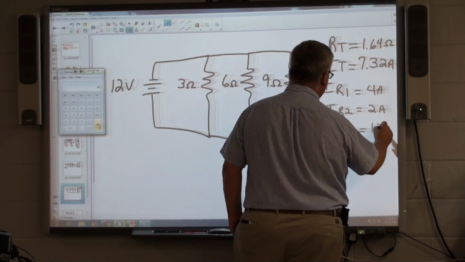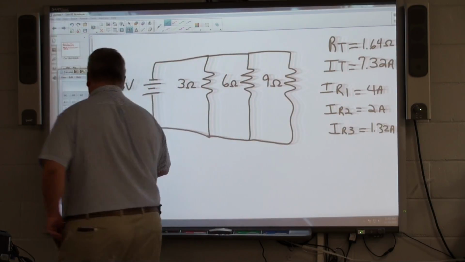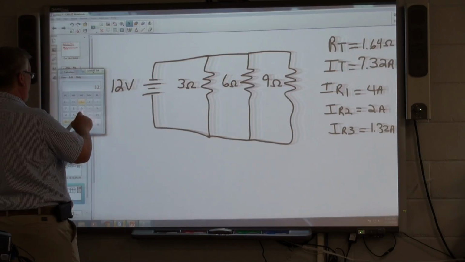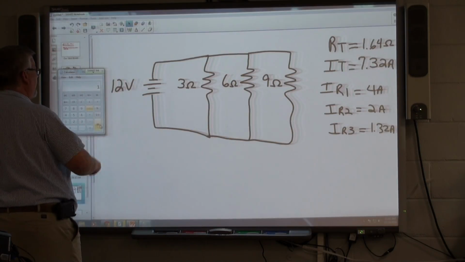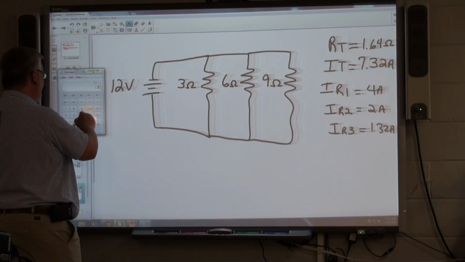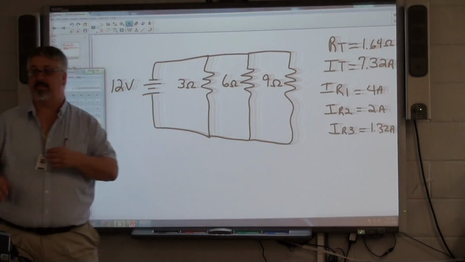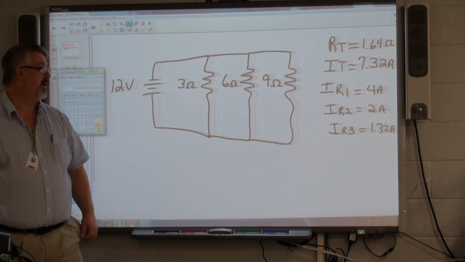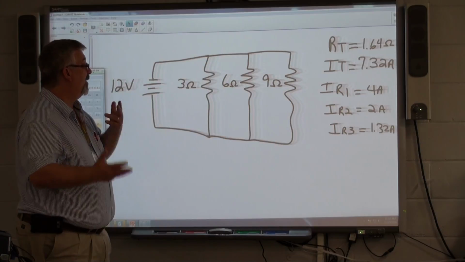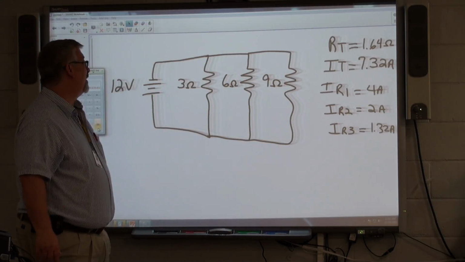I can pretty well guess that one, but I'm gonna calculate it just to be sure. 12 divided by 9 comes up 1.32. So we had a little rounding error. That's okay. We could go 1.33. It's not gonna make a huge difference in the outcome. So either way, we come out with approximately 7.32, 7.33. Now let's talk about this.